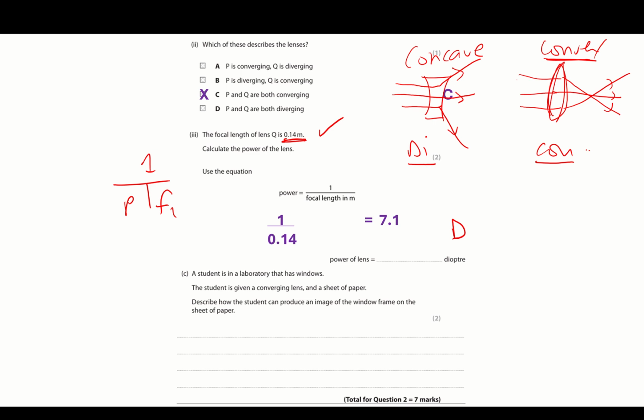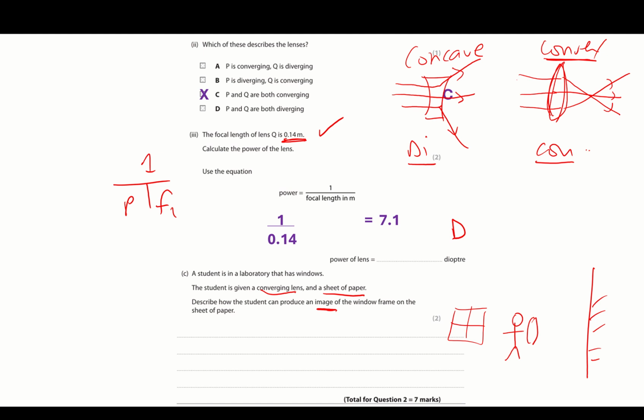A student is in a laboratory that has windows. They're given a converging lens and a piece of paper. Describe how they could produce an image. This wasn't done particularly well nationally, but just think about, if I gave you a lens, how could you make a picture on the wall? There's the wall. There's the student. Give them a lens. Let's go there. They've got a lens.